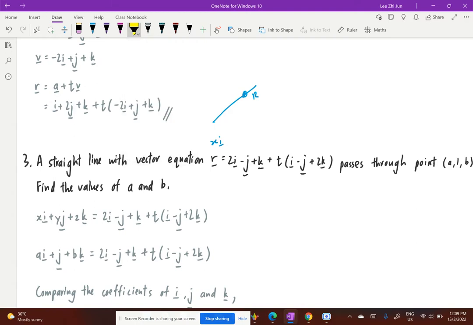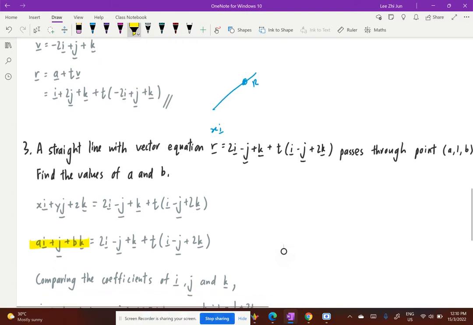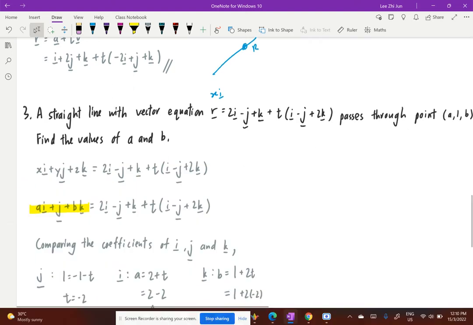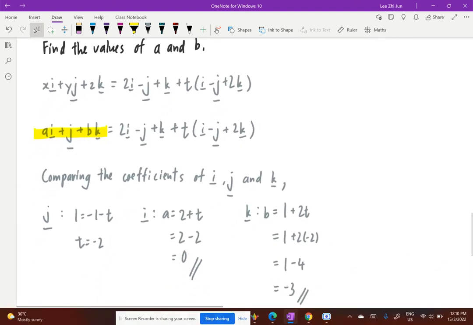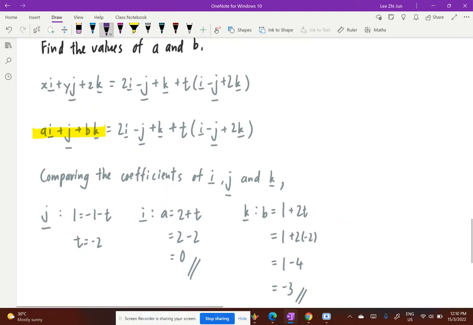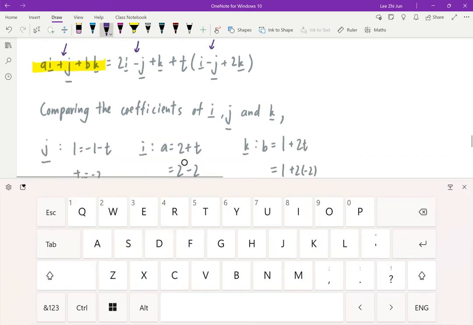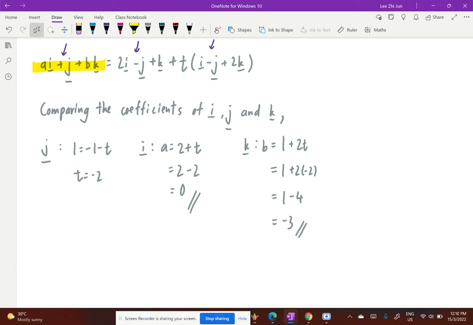So we compare the coefficients of i, j, and k. Why do I compare the j first? Because the j does not have any unknown. Here is 1, here is negative 1, here is also negative 1. Before I find the values of a and b, I need to find the value of t first. So I get t equals negative 2. Now I have the value of t, so I substitute t as negative 2 into the equations. So I get a equals 0 and b equals negative 3.